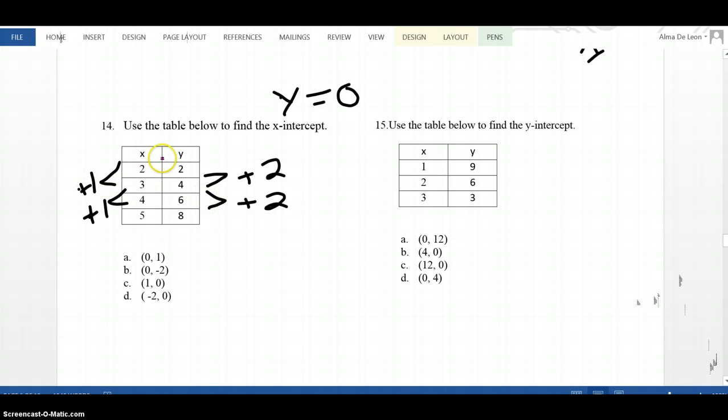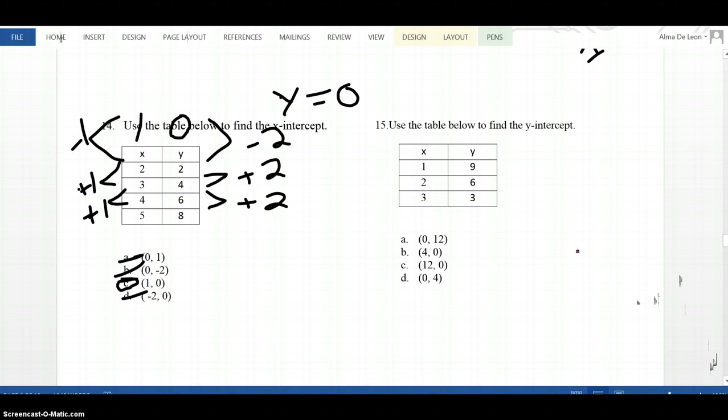I can see that every time I add 1 on the left, I have to add 2 on the right. In order to get a 0 in the y column, I'm going to work backwards. I'm going to subtract 1 on one side, and that means I have to subtract 2 on the right side. 2 minus 1 is 1, and 2 minus 2 is 0. So my x-intercept, which occurs when y equals 0, is (1, 0). So my answer is C.